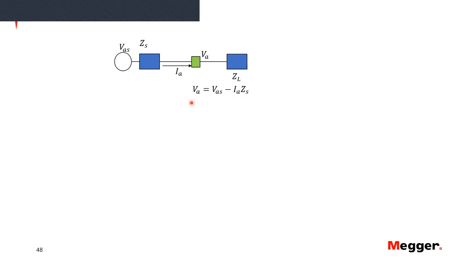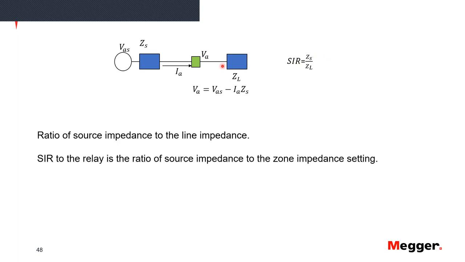Remember that it has to use the voltage to calculate the impedance that we are measuring. So the source impedance ratio is nothing but the ratio of the source impedance divided by the line impedance, the line that we are protecting. To the relay, it is the ratio of the source impedance to the zone impedance setting. So we can have different SIRs for different zones.